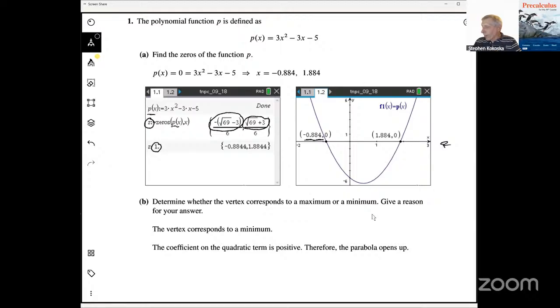Okay, B, determine whether the vertex of this corresponds to a maximum or a minimum, and we want to give a reason for our answer. Well, there's nothing too deep here. This is a quadratic polynomial. We know that it's the graph of a parabola. And we know that this one opens up by simply taking a look at that coefficient on x squared. It's a positive 3. And therefore, we know that this parabola opens up, and therefore the vertex corresponds to a minimum. Nothing else there. I can see that and I can confirm it by looking at my graph up there on the right-hand side.